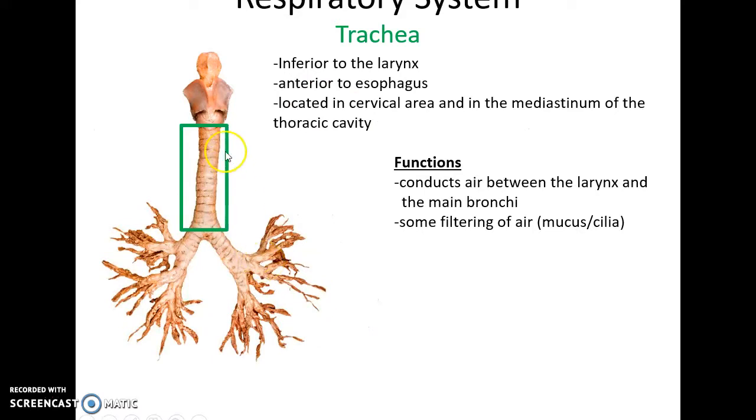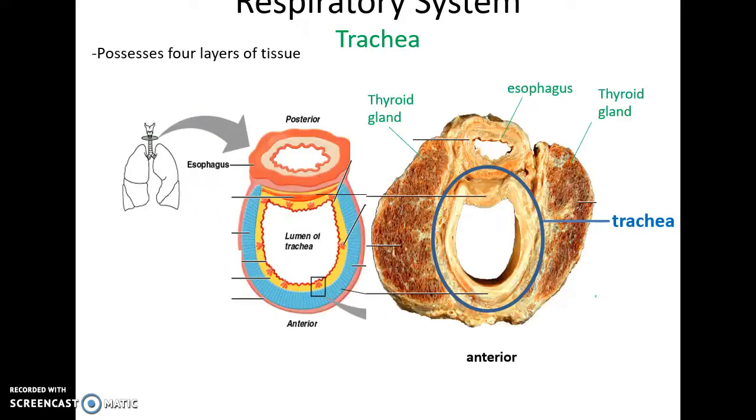All right, the trachea. The trachea is inferior to the larynx. It is anterior, or in front of, the esophagus. At its inferior side, it will split into the main bronchi. Its main function is to conduct air between the larynx and the main bronchi, and it does some filtering of air because it is lined with a mucous membrane that produces mucus and has cilia.